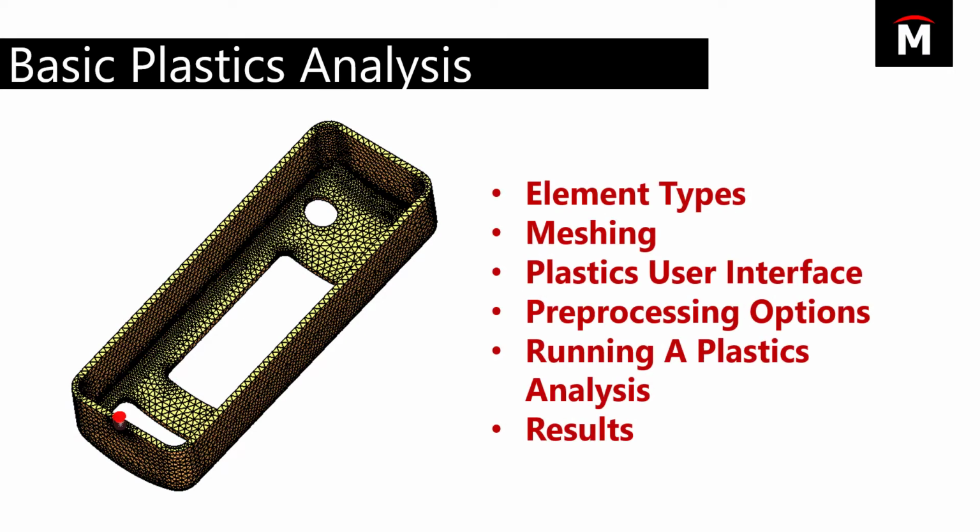I wanted to first start off by discussing an overall plastic basic analysis. With that, we can discuss the different element types, meshing parameters, and give an overall layout of the plastics user interface. We'll then go over some pre-processing options, run a plastics analysis, and discuss the types of results and information that we can get out of this. Let's dive in and take a look.